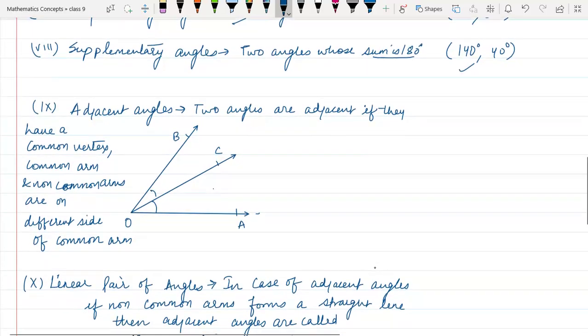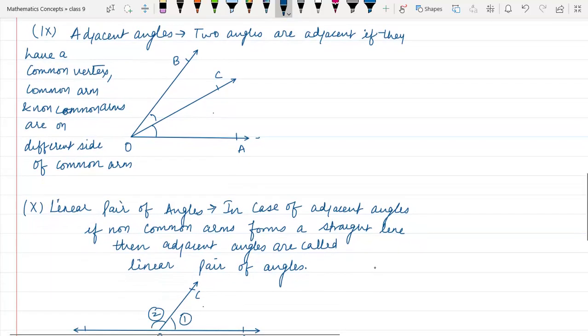Now what are adjacent angles? Two angles are adjacent if they have common vertex, common arm, and non-common arms are on different side of common arm. Okay, let's see it one by one. Definition is saying two angles are said to be adjacent. So in this case I have drawn this diagram. You can say there is ray AO, this one, ray OC and ray OB.